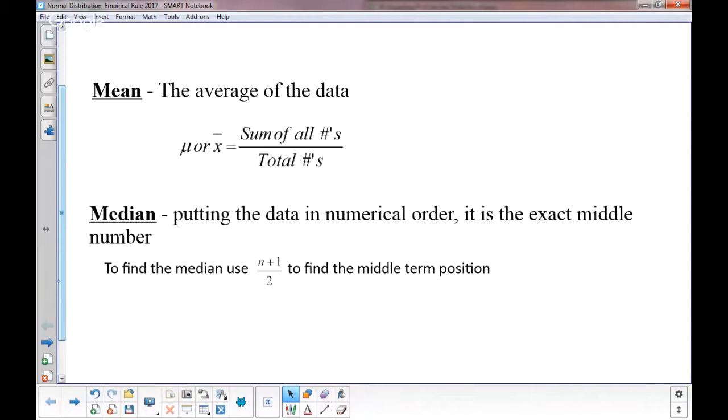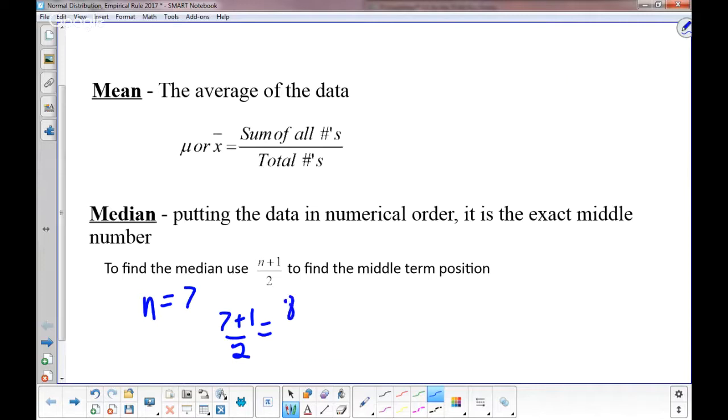Now, you can find which number in order is your median by doing n plus 1 over 2. So if you had 7 data points, if you add 1 to it, that's 8 divided by 2. The fourth number in order would be your median. So if n was 7, 7 plus 1 divided by 2 would be 8 divided by 2, which would be 4. The fourth number in order would be that. So let's just say you had 1 through 7, number 4 would be your median.